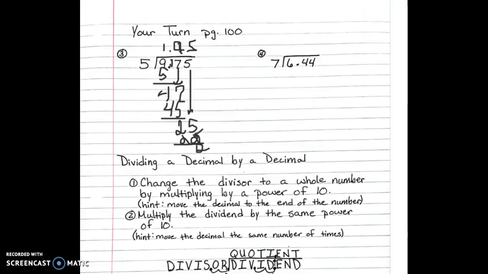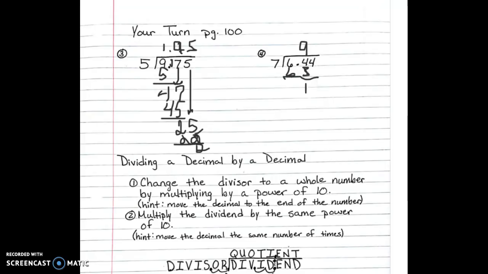All right, number 4. You can pause now to work it out, or if you've already worked it, keep listening. 7 does not go into 6. So we move on to the 4. So 7 goes into 64 9 times. 9 times 7 is 63. That should be a 3.